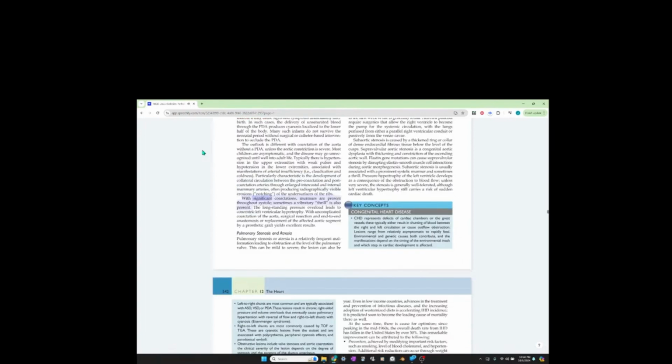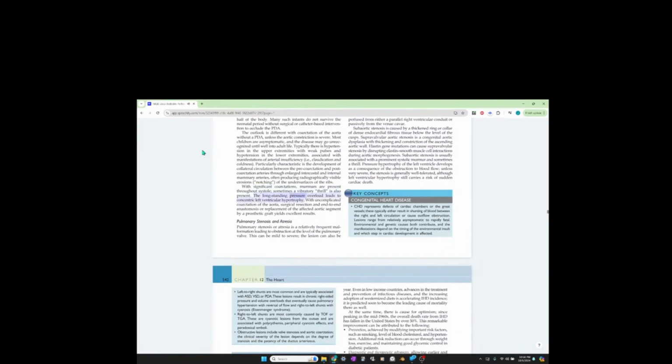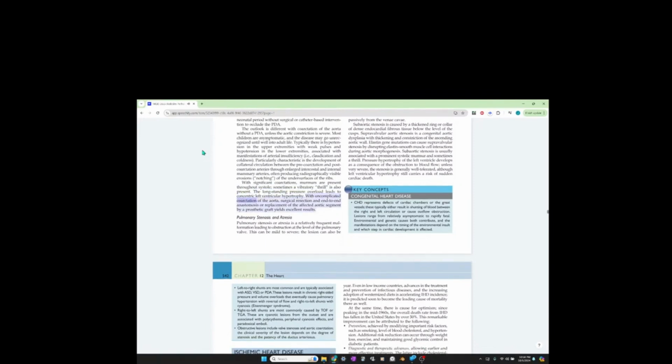With significant coarctations, murmurs are present throughout systole. Sometimes a vibratory thrill is also present. The long-standing pressure overload leads to concentric left ventricular hypertrophy. With uncomplicated coarctation of the aorta, surgical resection and end-to-end anastomosis or replacement of the affected aortic segment by a prosthetic graft yields excellent results.